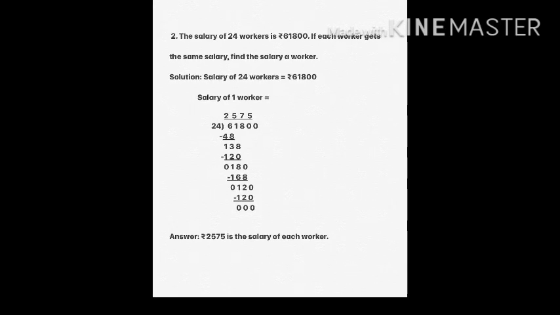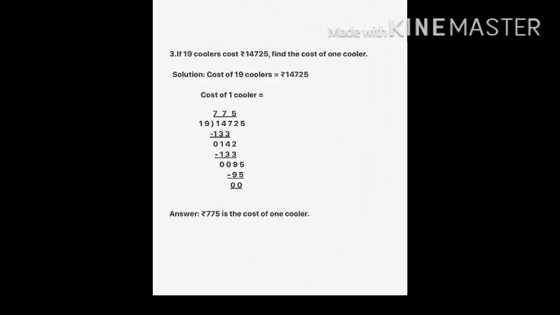Let's move on to the next one. Salary of 24 workers is rupees 61,800. If each worker gets the same salary, find out the salary of a worker, meaning one worker. Again, salary of many is given and you have to find the salary of one, so you have to divide. You have to divide 61,800 by 24, and then you can do this division and you'll get the final answer like this.